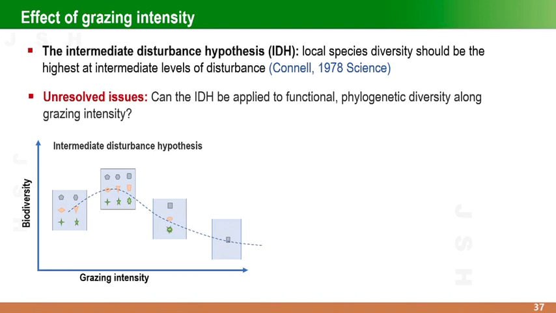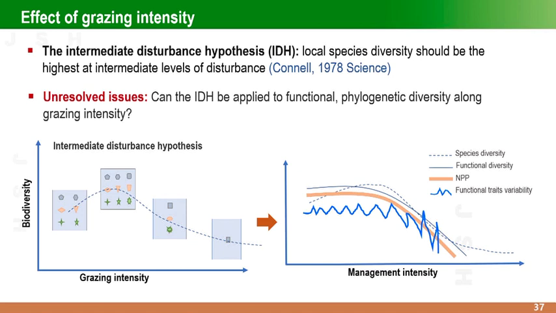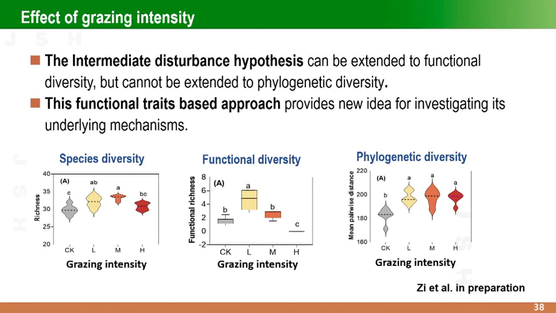However, this is the intermediate disturbance hypothesis being applied to functional and phylogenetic diversity along this grazing gradient. So it projects that species diversity will follow the intermediate disturbance hypothesis. For the functional diversity, we just don't know. For the functional trait variability, that may change. We just don't know. So we find the intermediate disturbance hypothesis can be extended to functional diversity, but not extended to the phylogenetic diversity.